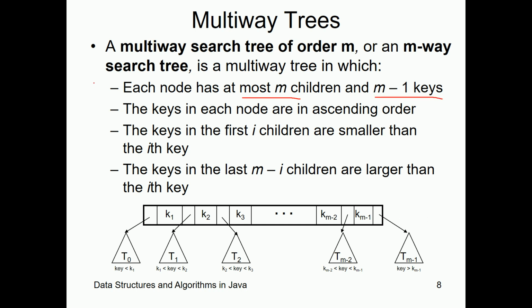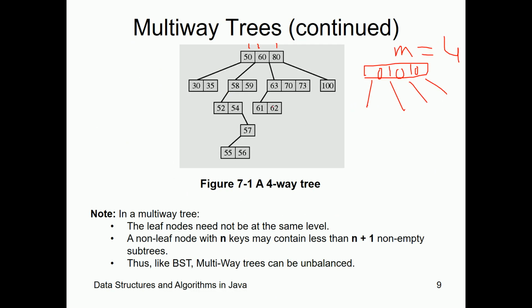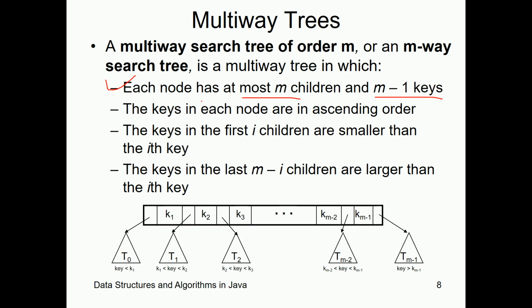This one is okay? The second thing is the keys in each node are in ascending order. The key in each node ascending. That means smaller to largest. All right. Then the other thing is the keys in the first children are smaller than the ith children. So the first children I, children are smaller than the ith children.